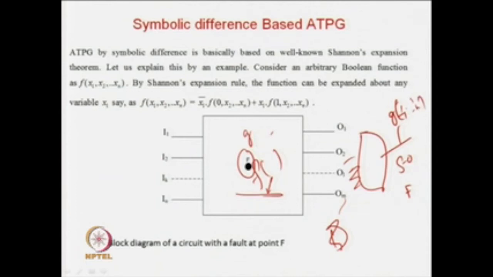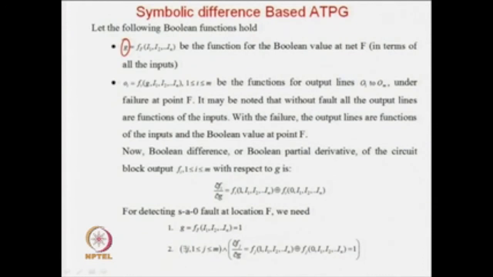Obviously, because say this net is dependent on all these inputs, and if some inputs are not dependent on this, then the value of this one will be x, it can be anything. But we can easily define the value of this net where this fault is there in terms of these inputs. Okay. So, that is what they are saying. Say for example, f be the function of the Boolean value of this net in terms of all the inputs.